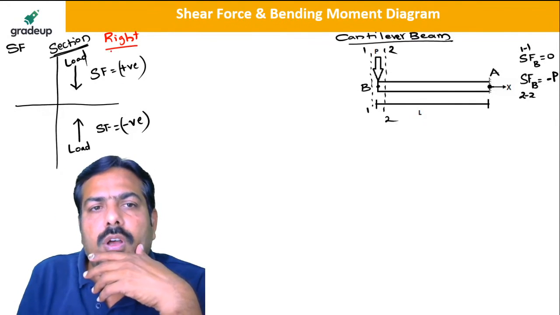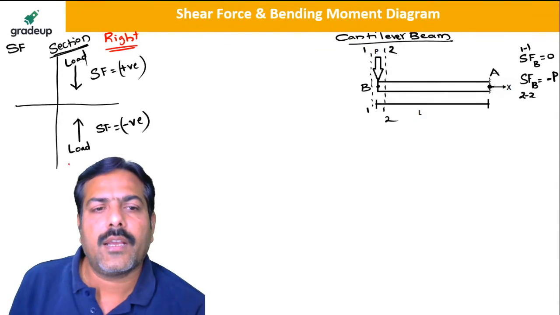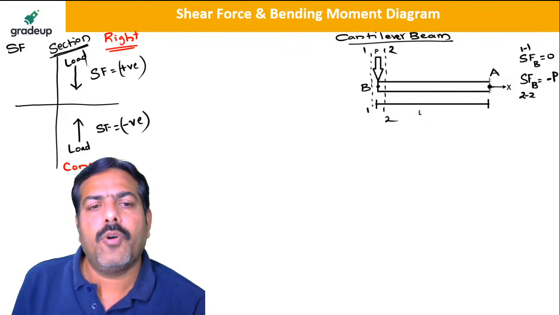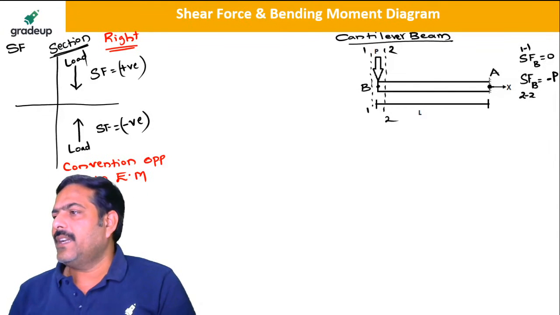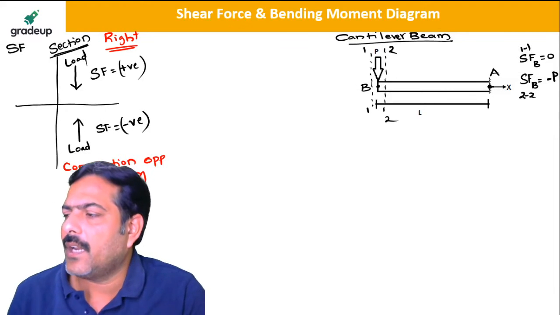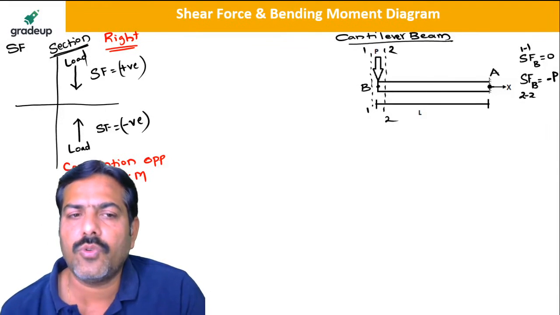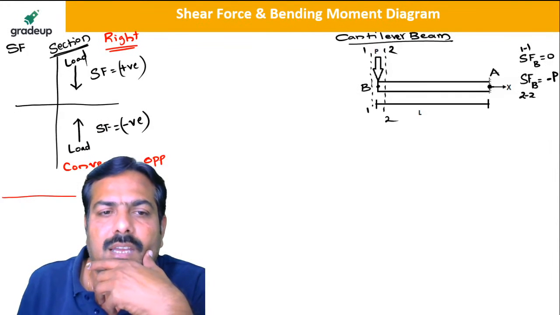Whenever you solve the section on the right side of a particular section, you take conventions opposite to engineering mechanics conventions. What were your engineering mechanics conventions? Yes, it is right: upward is negative on the right side. Is it clear now? So, my dear friends, we have to consider the conventions which are opposite to engineering mechanics conventions.